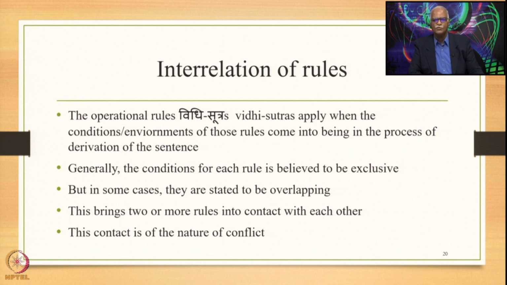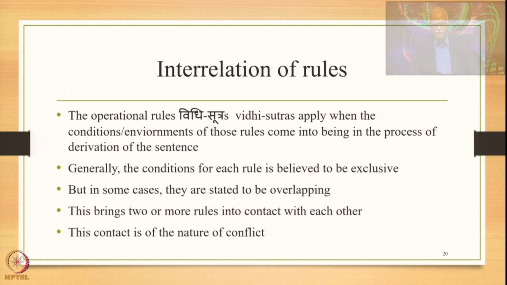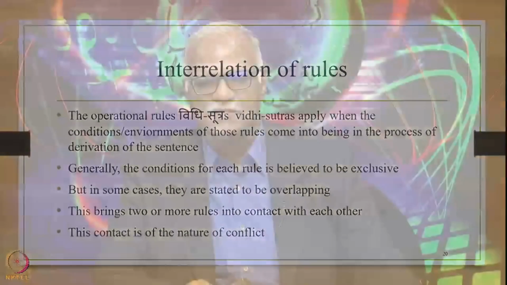Generally, the conditions for each rule are believed to be exclusive, and don't come into any sort of clash with any other sutra. But in some cases, these conditions are stated to be overlapping, and this particular fact brings two or more rules into contact with each other. This contact is of the nature of conflict, and there are principles stated within the Ashtadhyayi which resolve this conflict, some principles which are stated explicitly and some other principles which are stated implicitly, which are unearthed and explicitly stated by the later Paninian grammatical tradition.